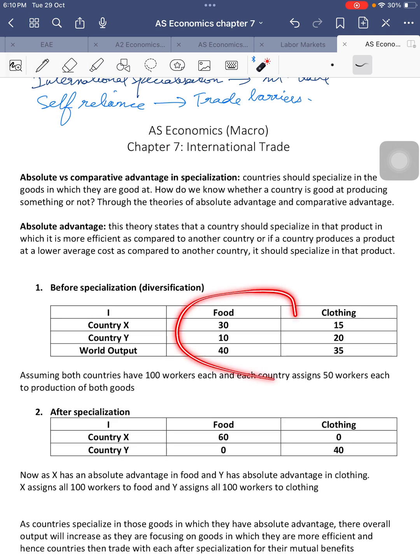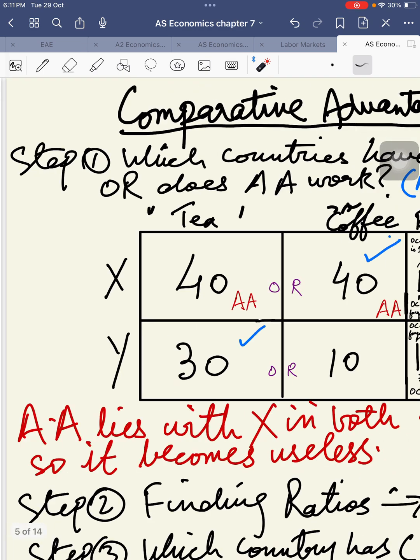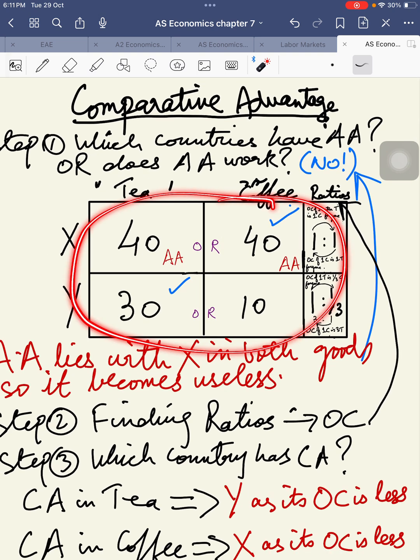This is a basic table that I've drawn. Normally a table isn't drawn like this. Normally a table is drawn in which we assume all resources are being allocated either in the production of food or in the production of clothing. In this table, we assume that only half of the resources were being allocated to food and half to clothing for both the countries. In the actual table that we'll discuss here, we will assume all resources are being allocated to the production of tea or coffee. Right? We'll discuss that later on, inshallah.